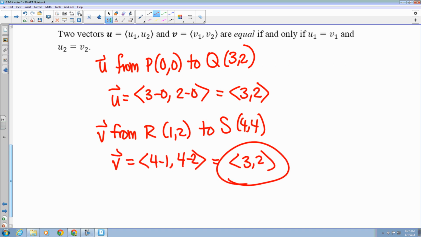So instead of doing all the work that we did on the front page, where we had to find the same distance and the same slopes, you could just find the component form of the two vectors and compare them, because these two component forms are the same, which means that our vectors are the same.